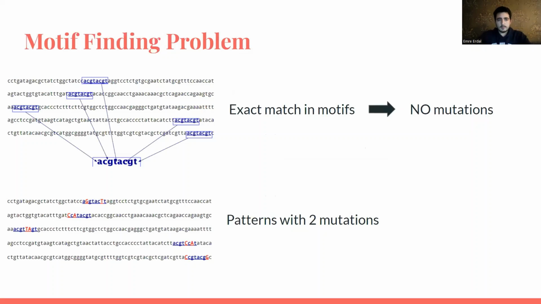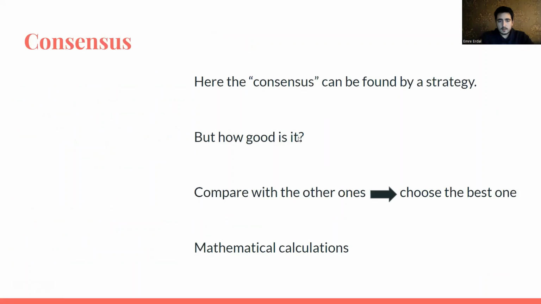To analyze the motif finding problem more, in the first example, there are no mutations, as exact matches of the motifs are provided. For example, it is ACGT, and all of the other five are the same. So for all of the sequences, there are exact matches. And for the second example, the patterns have two mutations and they are labeled in red. Through them, the exact match and the mutations can be analyzed.